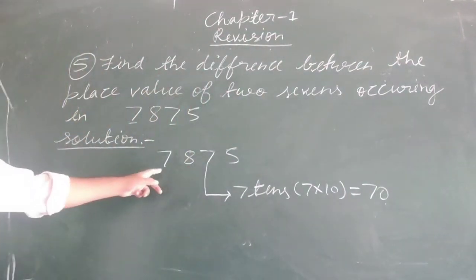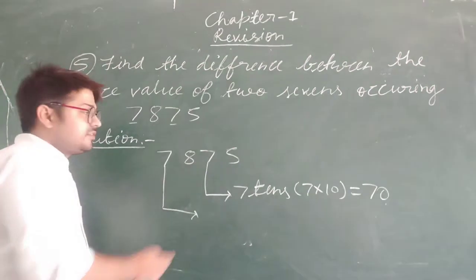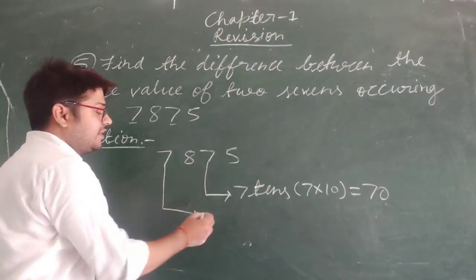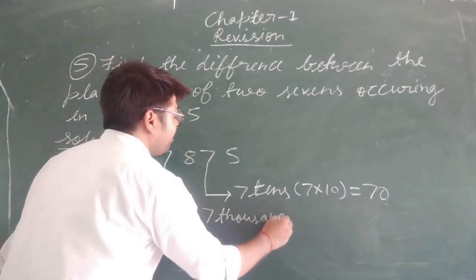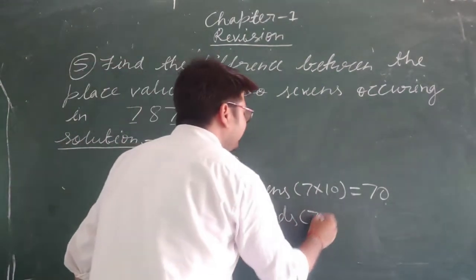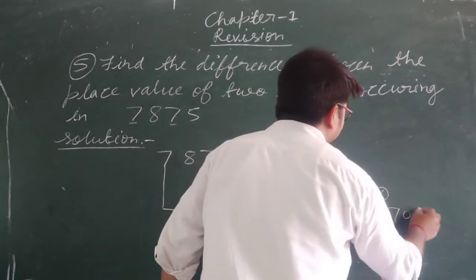Now this 7. So this 7 is at which place? Ones, tens, hundreds, thousands. So 7 thousands. 7 thousands means 7 will be multiplied by 1000, so it will become 7,000.